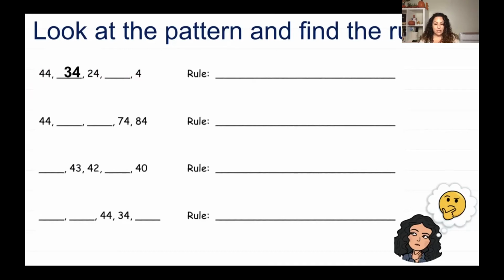Well, let's see. I have 44, 34. Oh, look at that. It looks like I am leaving my ones the same, but my tens are changing. So if I go from 44, 34, 24, 14, and then 4, I am subtracting 10. That's the minus 10 rule. Okay, let's look at the next one. I'm starting at 44 again, but now I'm ending at 84. So I go from 44 to 84. So, what am I doing there?